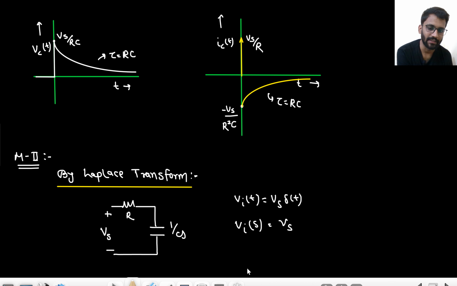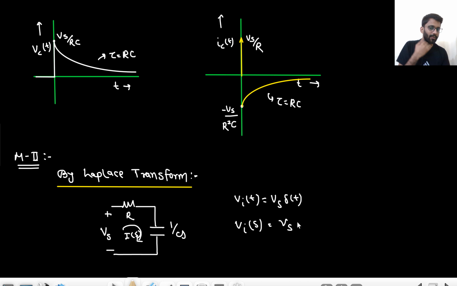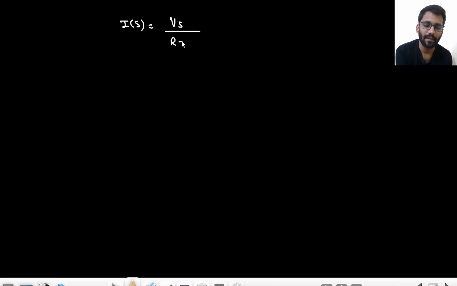Laplace transform will be Vs only. This is I of s. So basically your I of s would be, because of the impulse input, simply Vs upon R plus 1 upon Cs. So I of s would be Vs Cs upon RCs plus 1.